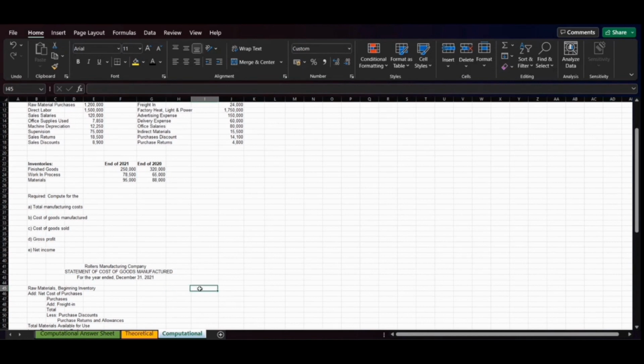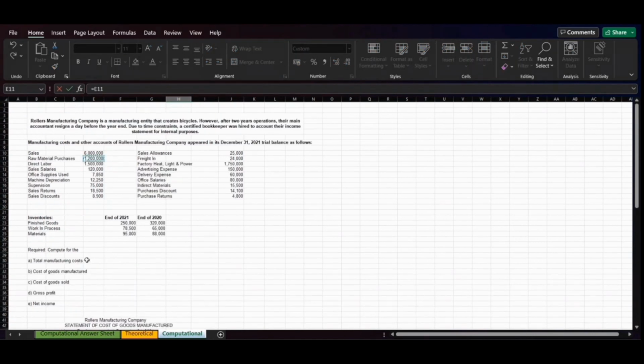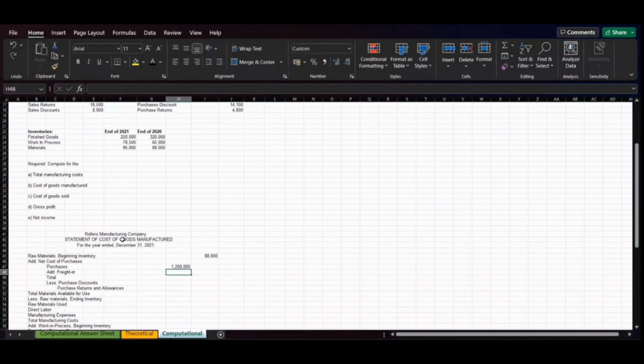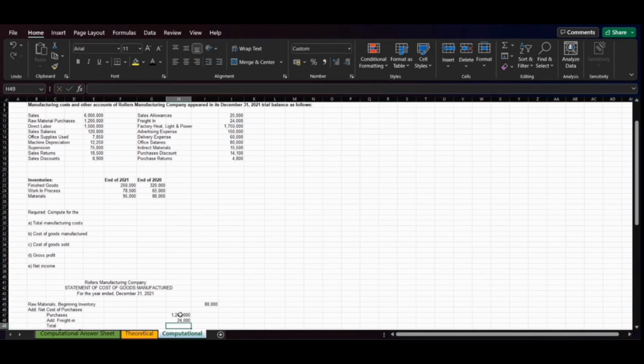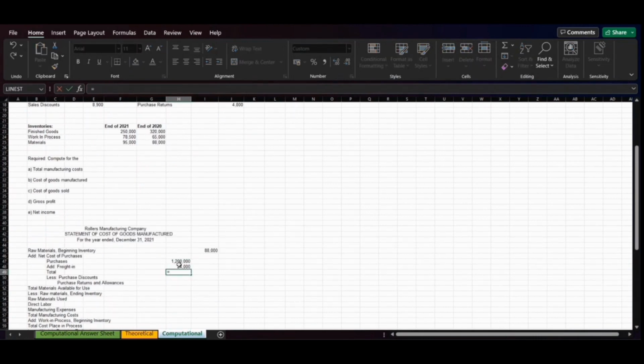So, dito, for raw materials beginning inventory, we will use this beginning. Ang beginning ng 2021 is ang ending ng 2020. So, dito, kukunin natin yung 88,000. So, add natin net cost of purchases. Ang purchases natin is raw material purchases for 1,200,000. Then, add natin yung freight in. Ang freight in natin is 24,000. Ayan. Total natin siya.